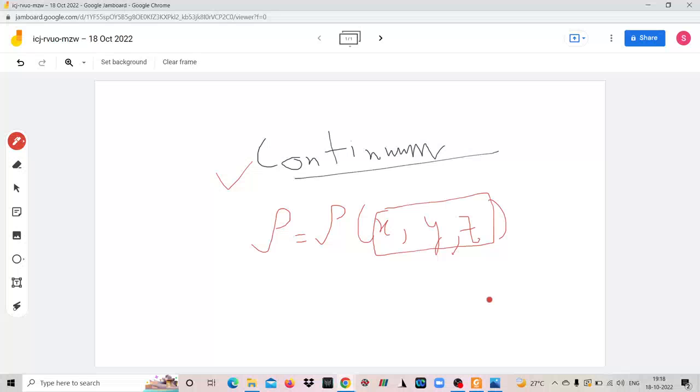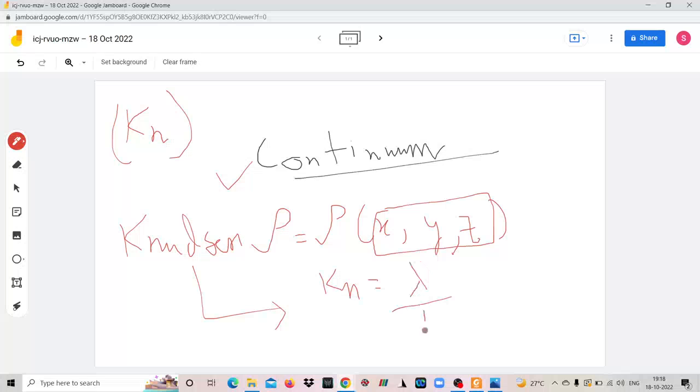Now, how do you decide whether for a particular problem the continuum hypothesis will be valid or not? For that, there is a thing called the Knudsen number, Kn. Have you heard about this Knudsen number? It should be very less than 1. But what exactly is this Kn? What is the definition of Kn? Lambda by L, where lambda is the mean free path and L is the characteristic length.